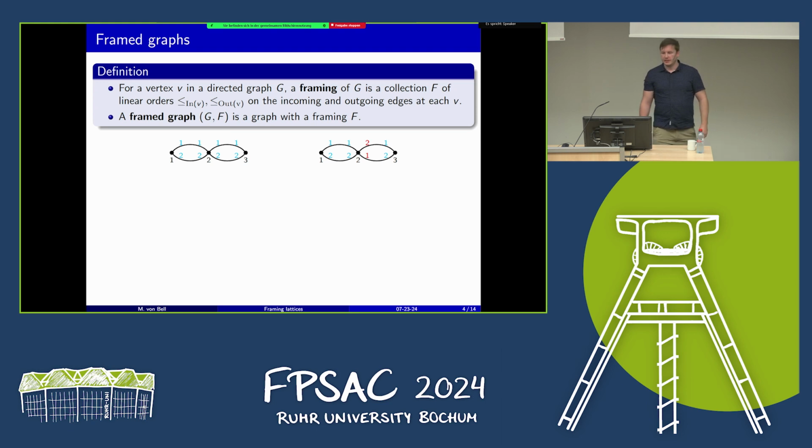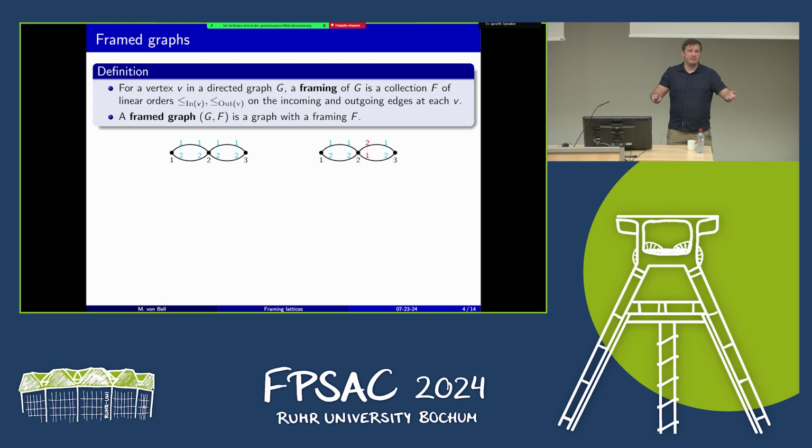will come from. So a framing on a graph is just a linear order or a collection of linear orders on the incoming and outgoing edges at every vertex. So here you have them listed as numbers, so 1, 2, 1, 2, 1, 2, 1, 2 on the left from top to bottom. And the right one's exactly the same, with the only difference being that the exiting edges from vertex 2 are now swapped to 2, 1.